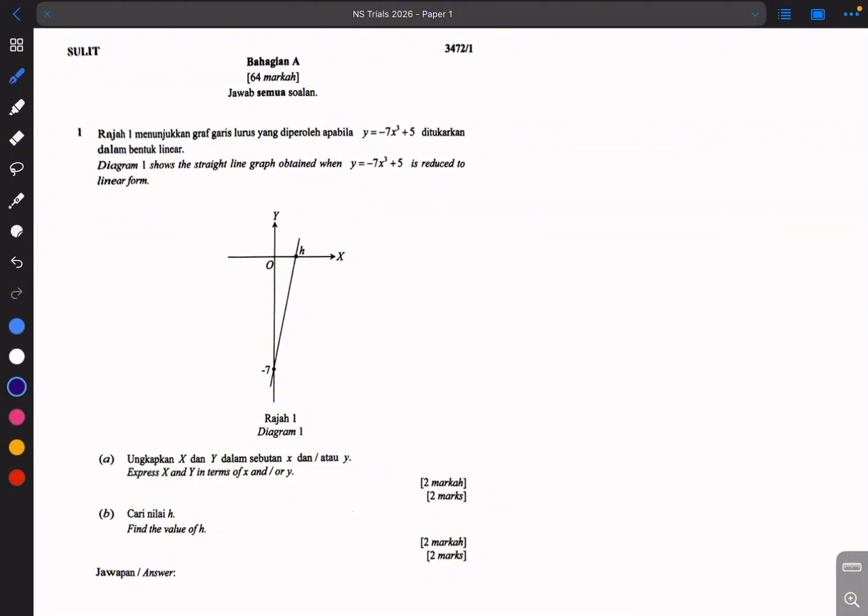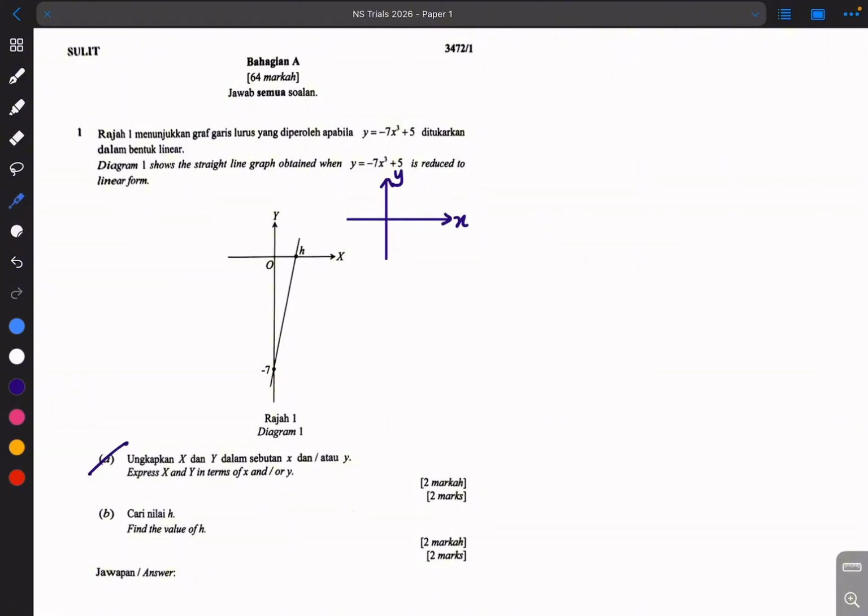Section A, Question 1. Diagram 1 shows the straight line graph obtained when this is reduced to linear form. Basically, if you plot x against y, if our axis is x and y, this will be a curved graph. This is a cubic graph, it will be a curved graph. So we have to make it into a straight line graph by manipulating the axis. We change the axis a bit, then we linearize this. A, express x and y in terms of x and y.